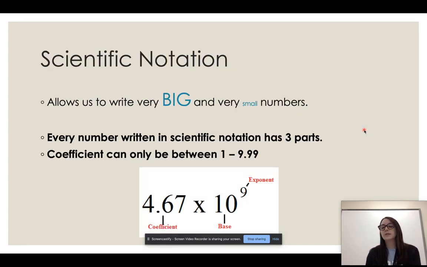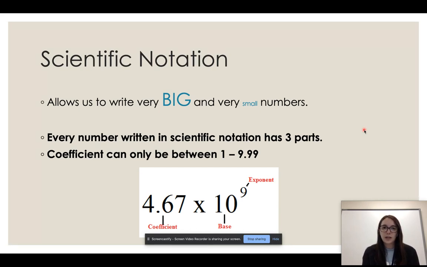Now we're switching up what we're doing to scientific notation. Scientific notation allows us to write very big and very small numbers. So excuse me for that. What I mean by writing very big numbers is, if I have 1,000,000, I can make that into a more digestible form instead of having all those zeros written out.